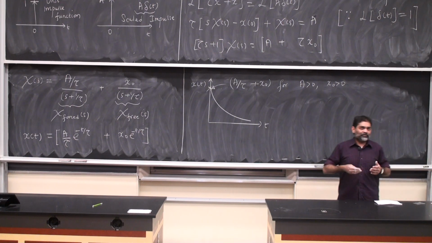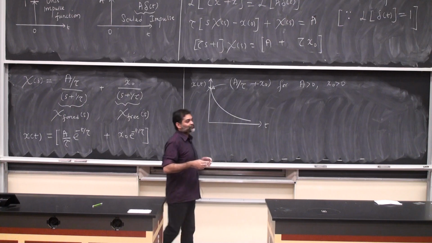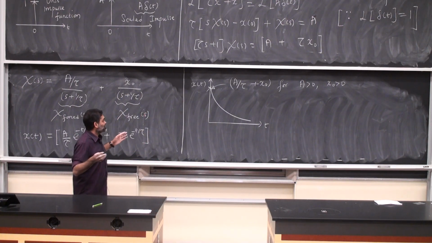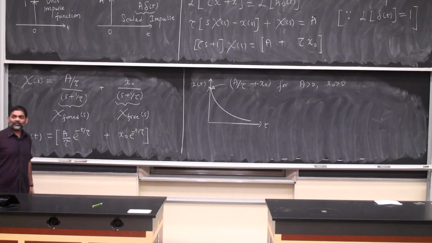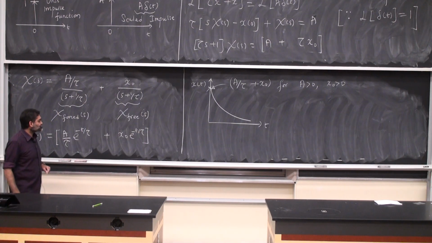So you can think of the impulse as just an addition to the initial conditions. If the system were at rest, then x naught is 0 and the only thing would be a by tau. Just an addition.